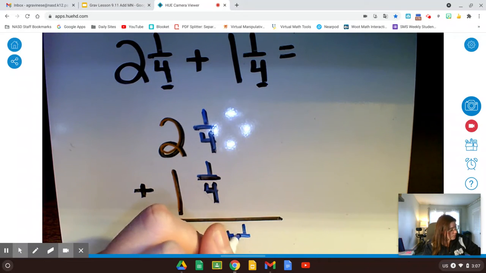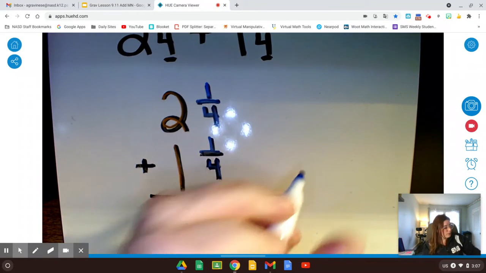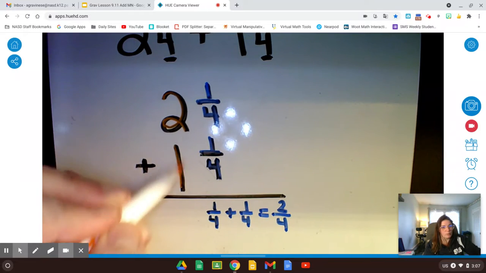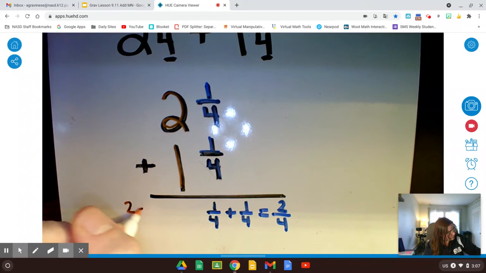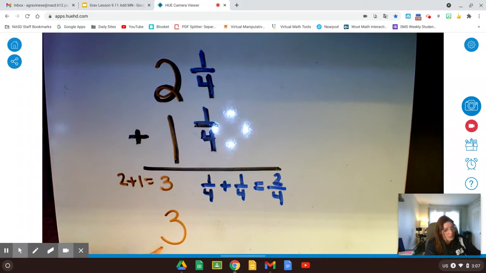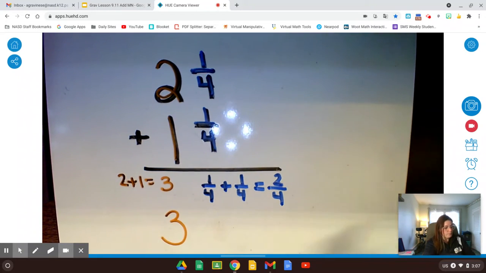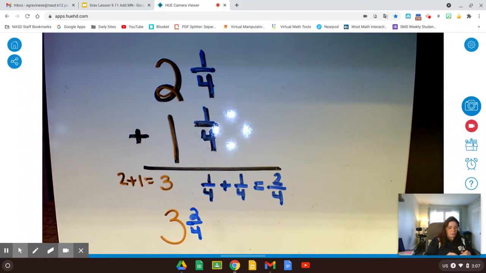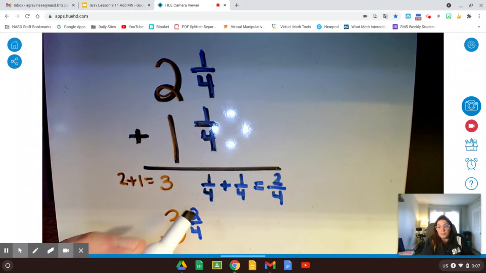1/4 plus 1/4 gives me 2/4. And now I'm going to go ahead and add my whole numbers. 2 plus 1 equals 3. So in this problem, I have 3 wholes and 2/4. Now we should always make sure our answers are in simplest form. For this problem, I have 3 2/4, which is the correct answer.